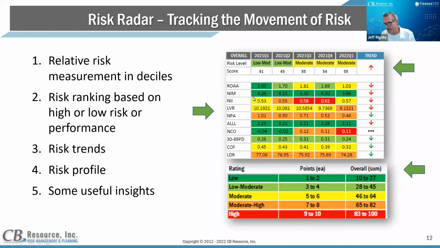So you can see this bank at one time was running low moderate. Their earnings were strong. Their ALLL levels were strong. Their net charge-offs were strong. Their 30 to 80, 90 days past due were strong. Cost of funds, middle of the road. And hey, they like to run a little hot with loan to deposit ratio, and nothing wrong with that. That tends to drive up earnings. But you can see in aggregate, that kept them in kind of that low mod.